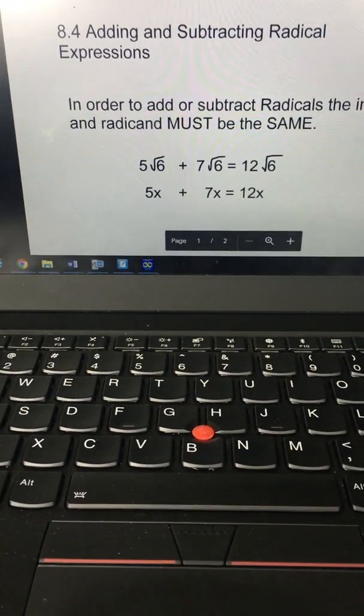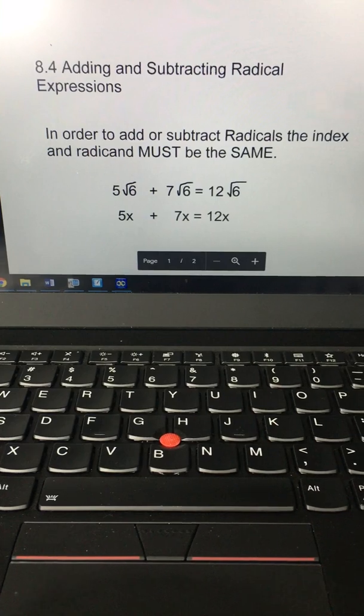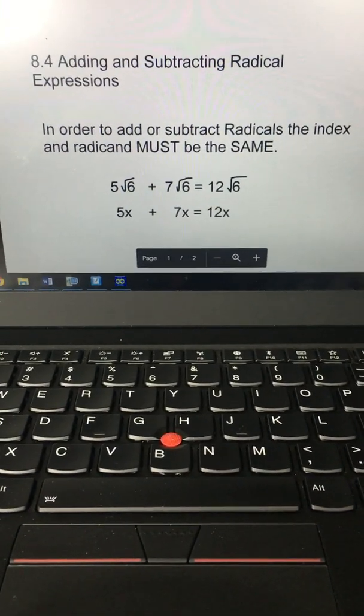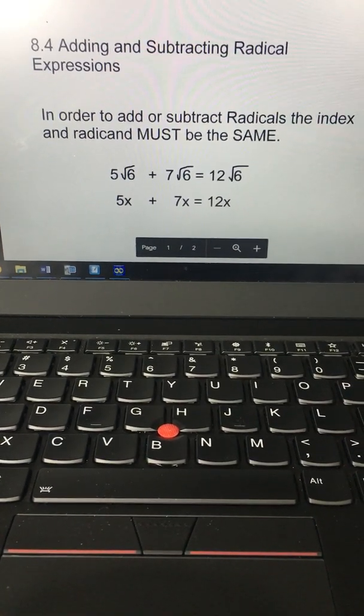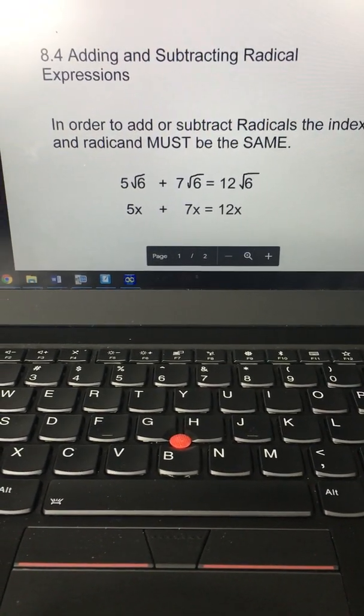Hi everyone, we are going to take our class notes on 8-4 today. Today is April 7th, and today in 8-4 we will be adding and subtracting radical expressions, different than multiplying, which we've been doing.